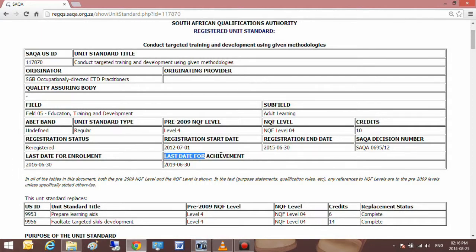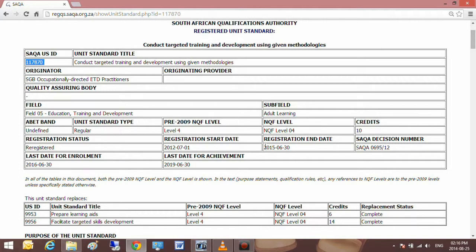Point 5. Registration end date and last date for achievement. Unit standards are only valid for 3 years, so checking that the unit standard is still valid is very important. Remember, your certificate cannot expire if completed and will be valid forever. However, new people will be trained on new programs. Below we can also see that this unit standard 117870 replaced 9953. So this means that the unit standard 9953 previously expired and was updated with unit standard 117870.